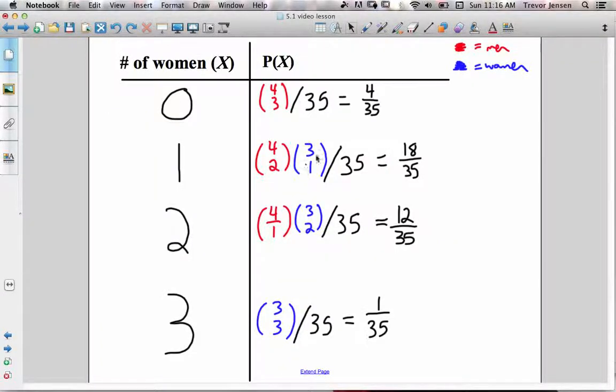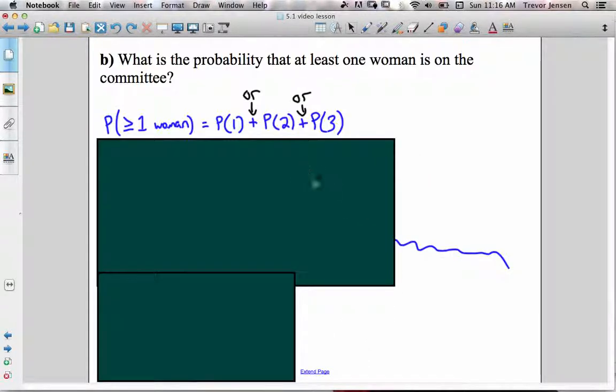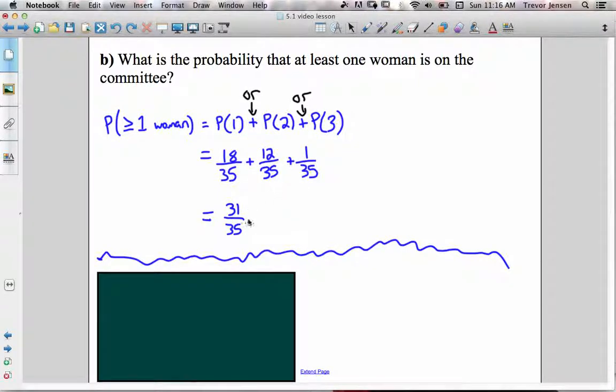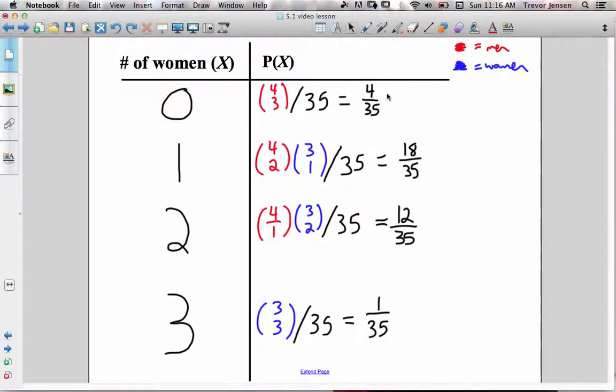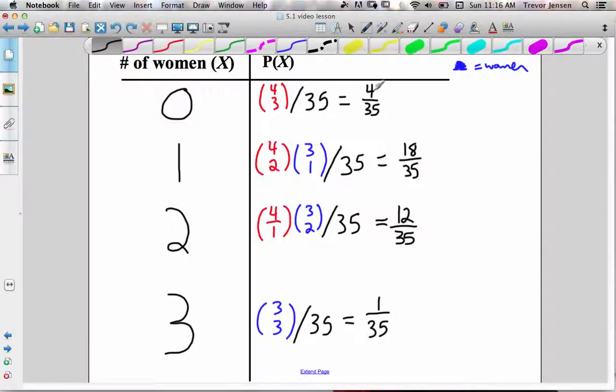So if we go back, probability of 1 plus 2 plus 3, 18 plus 12 plus 1, that'll give us 31 out of 35. Another way to think about this, if we're going to have at least 1 woman, we could just think, well, how many ways could you have less than 1 woman, then subtract that from 100%. If you're going to have at least 1 woman, okay, that means the only thing that couldn't happen is this right here.